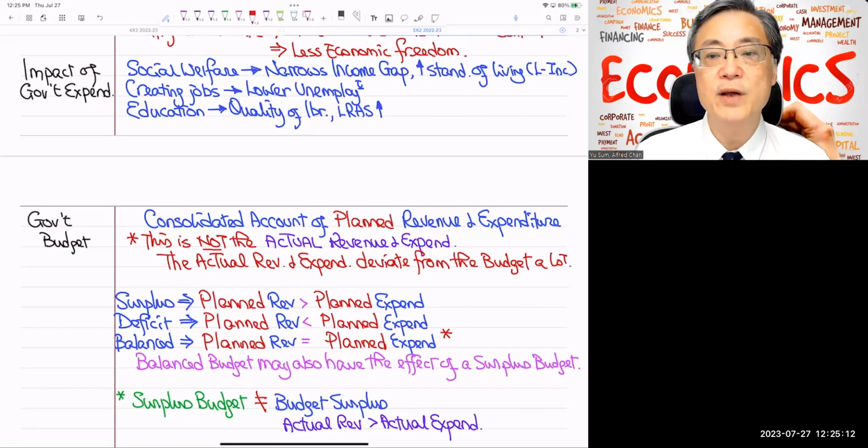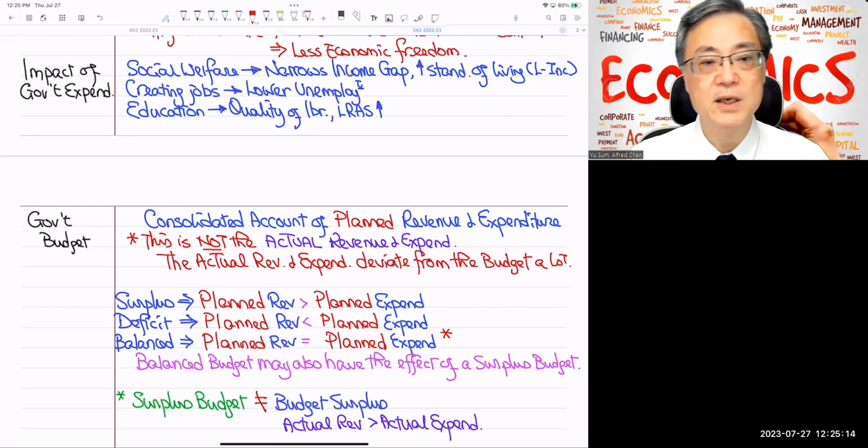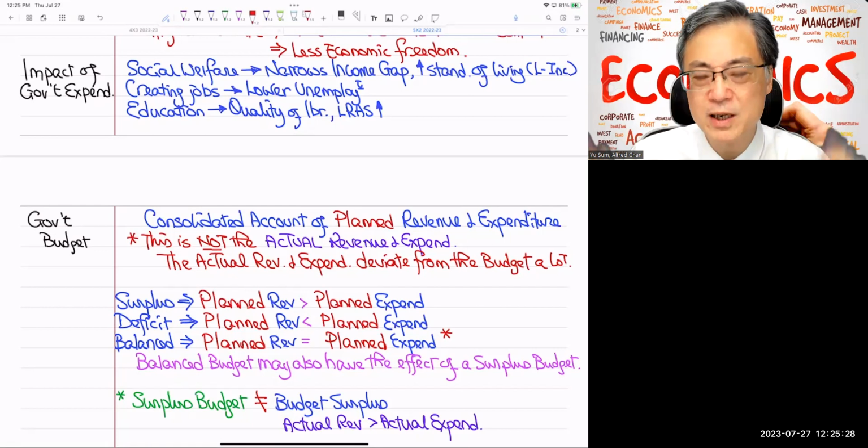So social welfare helps: you spend a lot of money on transfer payments, social welfare, for the needy ones, the less fortunate ones. You help to narrow the income gap. You raise the standard of living for the low income group. The target is always the low income group. The middle income group is the group that the government always ignores.